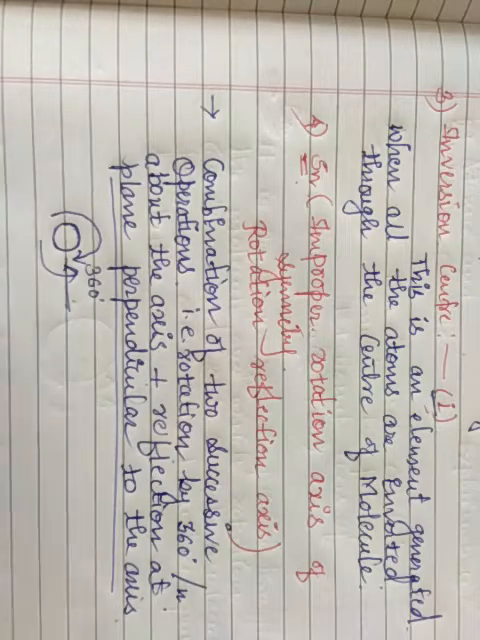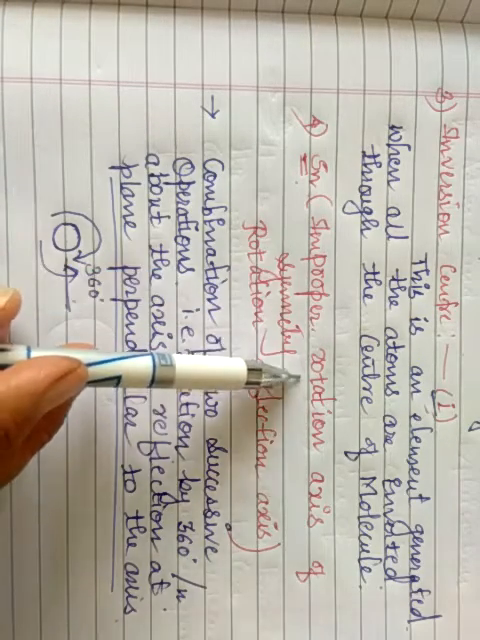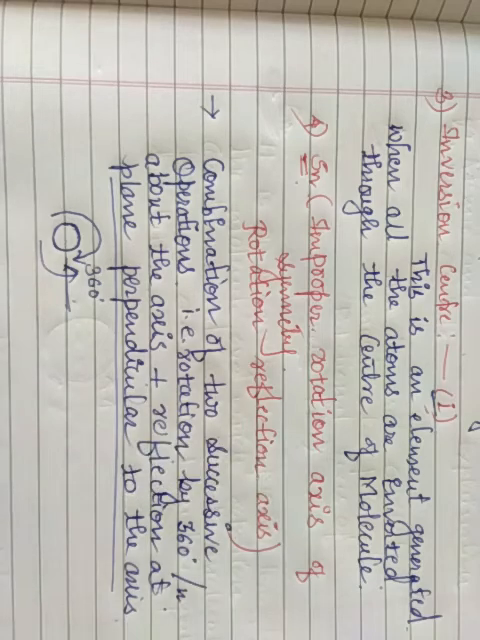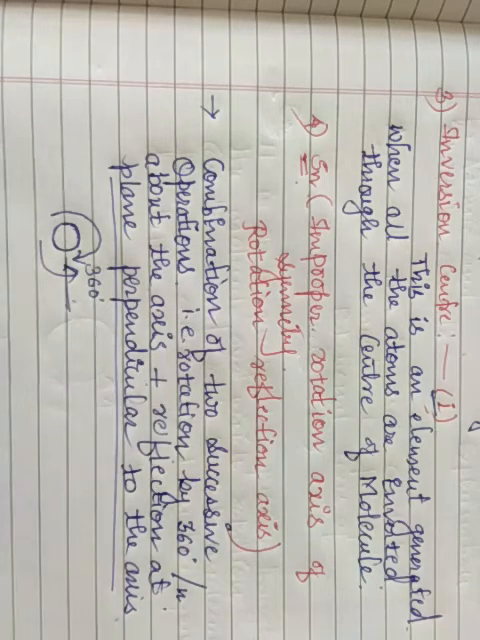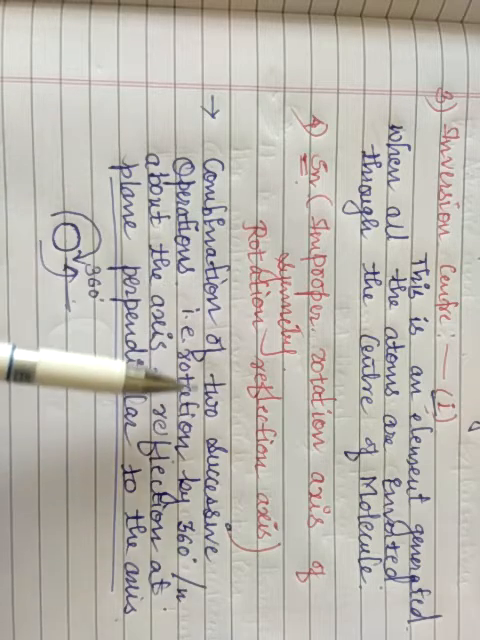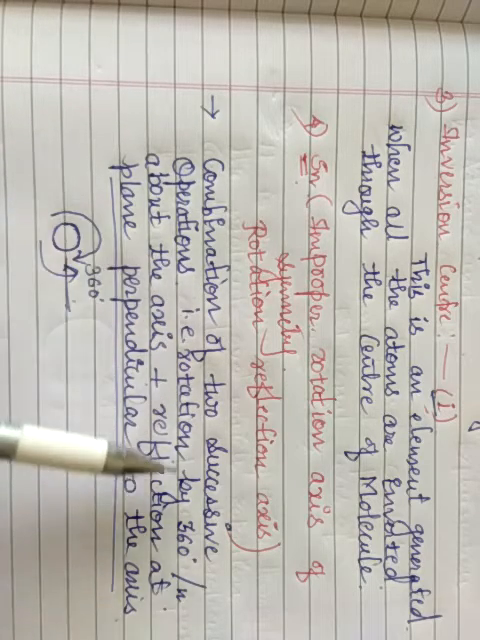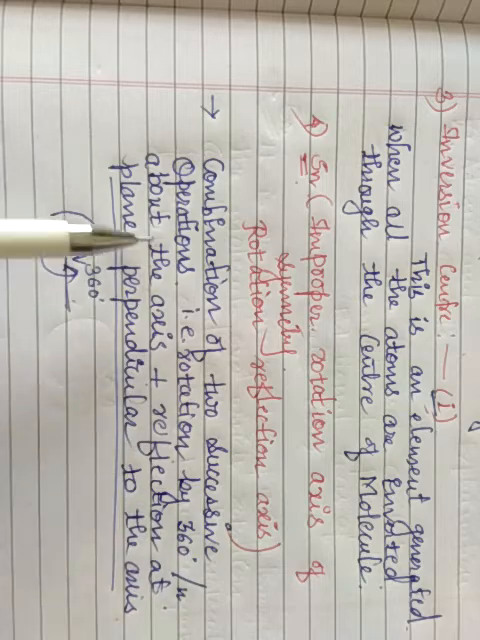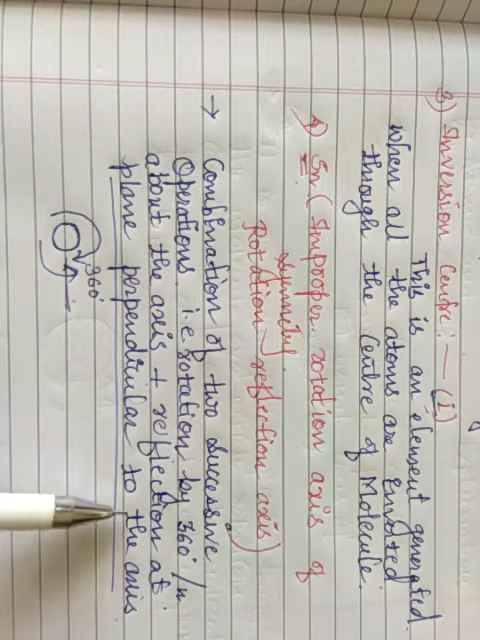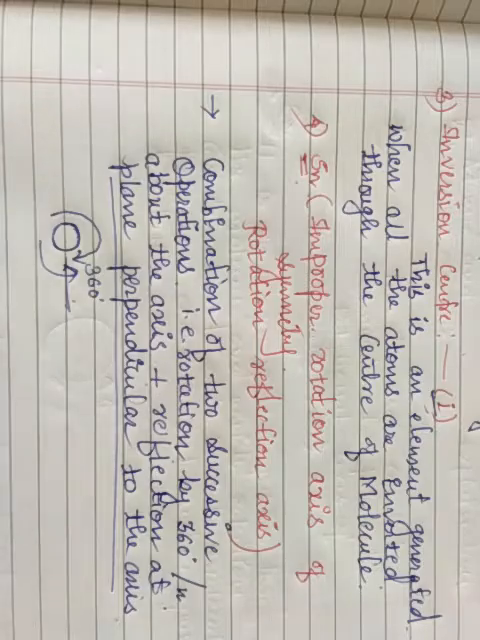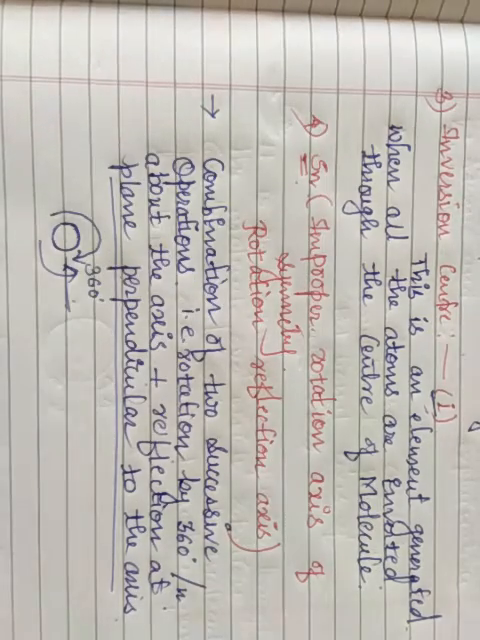So we call this the improper rotation axis of symmetry, or rotation reflection axis. This is the combination of two successive operations, that is rotation by 360 and reflection at a plane perpendicular to the axis. So let me tell you these terms once again.